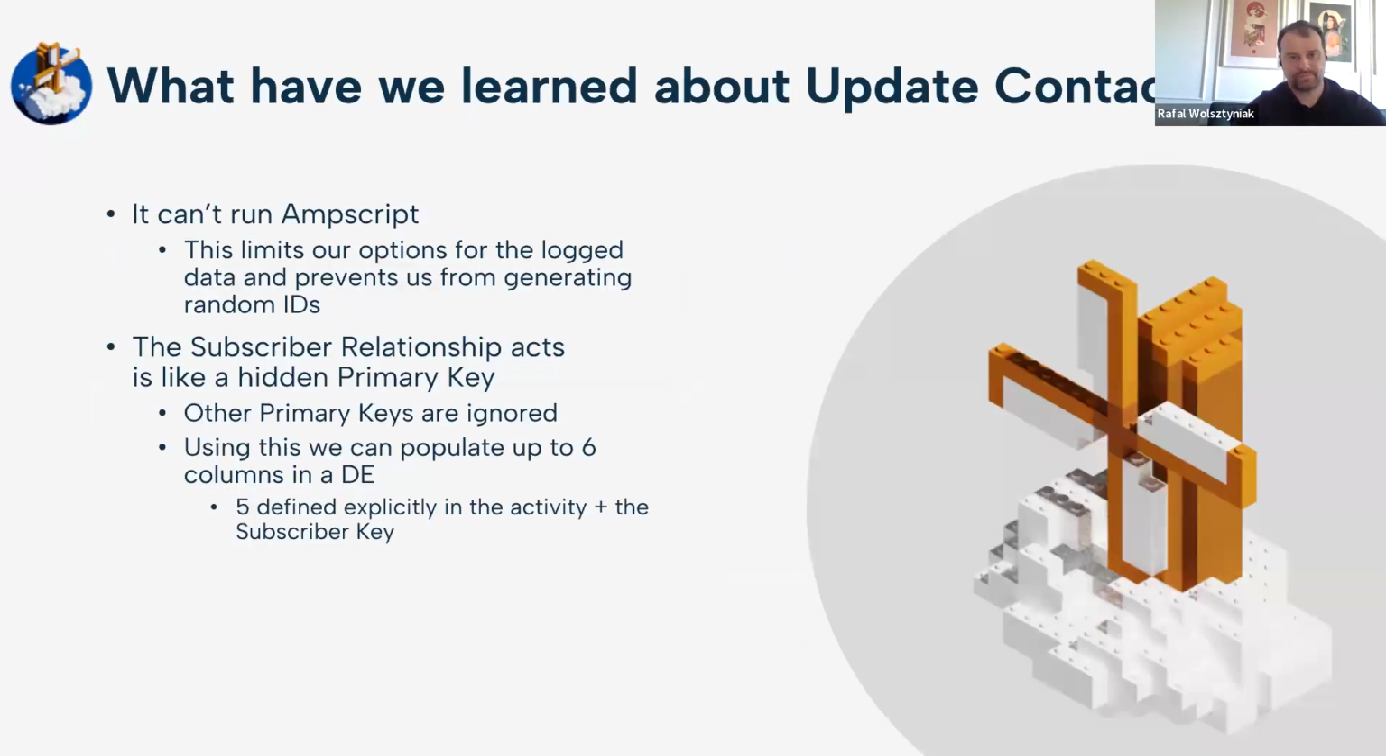So what have we learned until now? We know that you cannot use AmpScript, which is limiting because we cannot generate random IDs, which will be a problem with more complex needs like we would have with more complex journeys. We cannot get all the data we would want, and the subscriber key relationship acts like a hidden primary key, ignoring all the keys we configured in the data extensions. And we can also log up to 6 values, including the primary key.